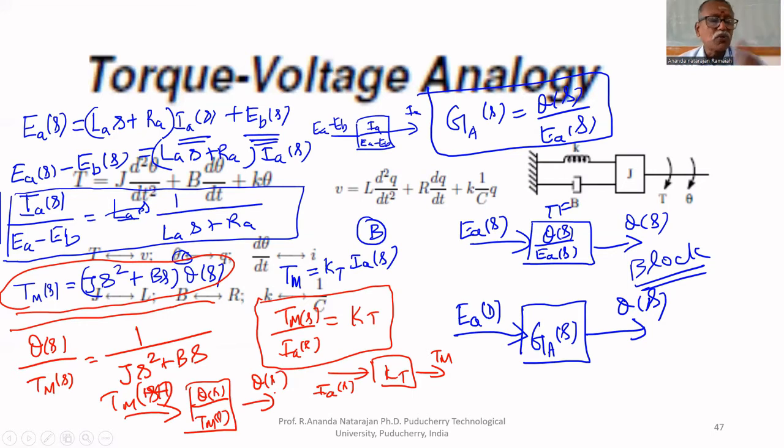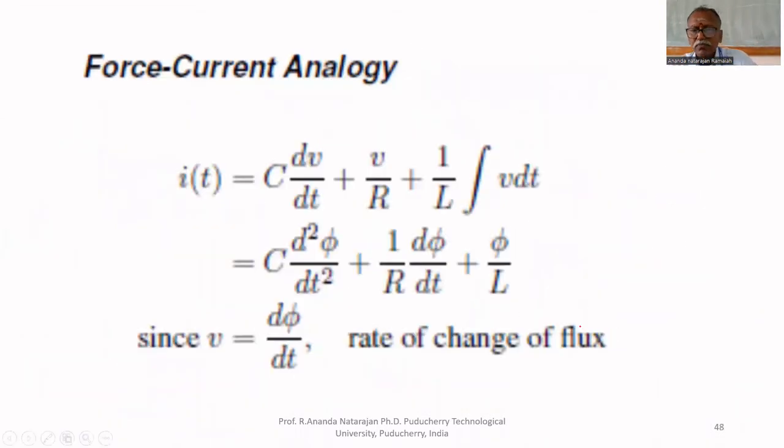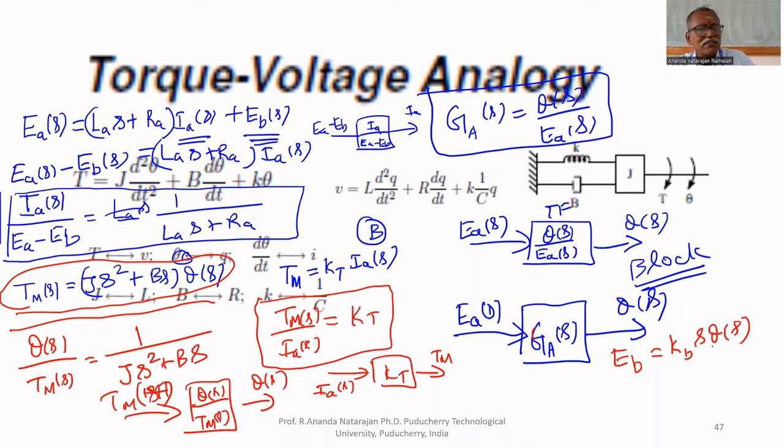So if we combine all these together, one more equation is there, that is for KB. What is EB equal to? EB equal to KB S theta of S. Now how many blocks do we have? For EB, we have to get one more block. EB equal to KB S theta of S.